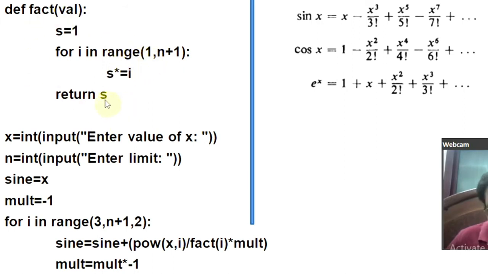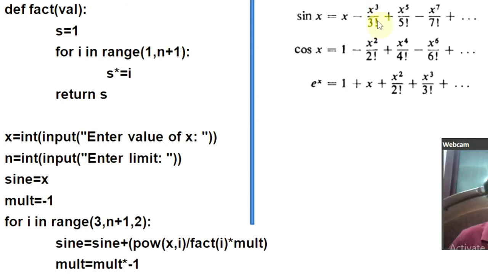So by return s, control will go back to the main function and will replace this fact 3. This fact(3) will be replaced by the result, which is 6, which is nothing but the factorial of 3. So you got x, right, plus x to the power 3 divided by factorial 3 into mult. What is mult? Mult is minus 1. If you multiply an expression by minus 1, it will become negative. So up till here, x minus, it has become minus because of this mult, okay.